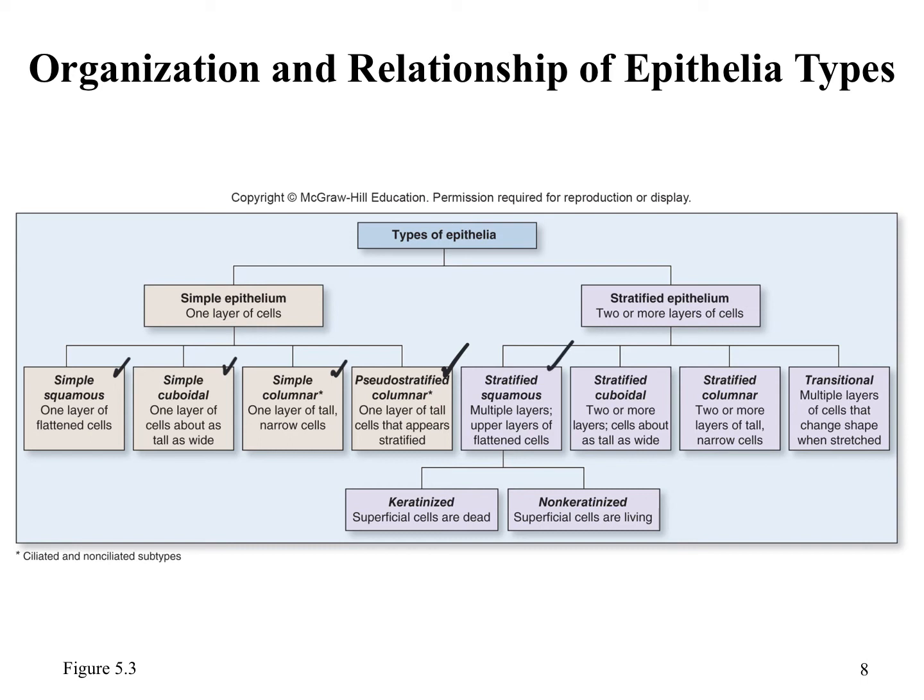These two right here, stratified cuboidal and stratified columnar, are rare. There's only one or two places in the body where you see them. Basically, they're found in the urethra and some parts of the reproductive tract. That's it. So those two are very rare. I bet those two will not be on your lab exam.